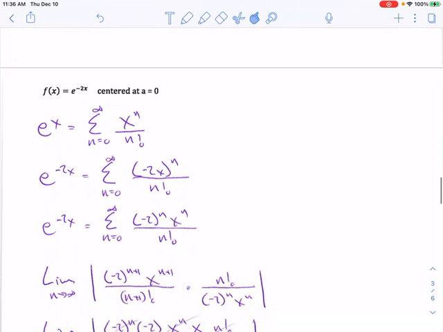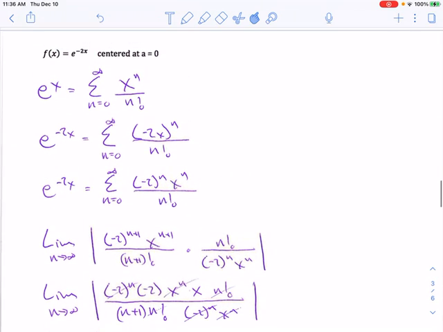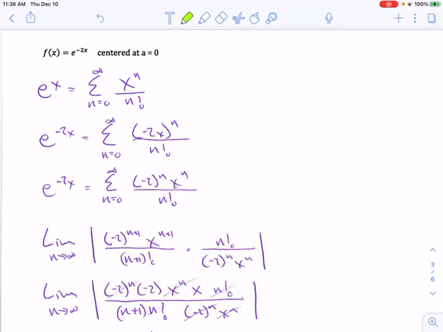Let's just do one more. In this one, I am going to use the table for e to the x. In the table, we have e to the x is the Maclaurin series from n equals 0 to infinity of x to the n over n factorial. And so that's what we have here.